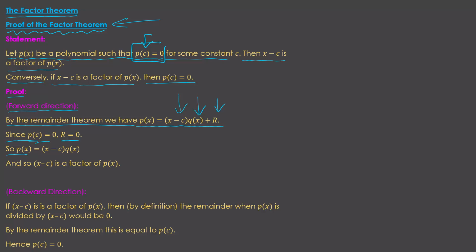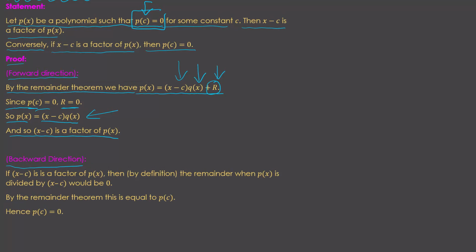So p of x is equal to x minus c times q of x. We don't bother writing down the r because it's 0. And therefore, because it's x minus c multiplied by q of x, that means that x minus c is a factor of p of x. So now we're going to look at the backward direction.